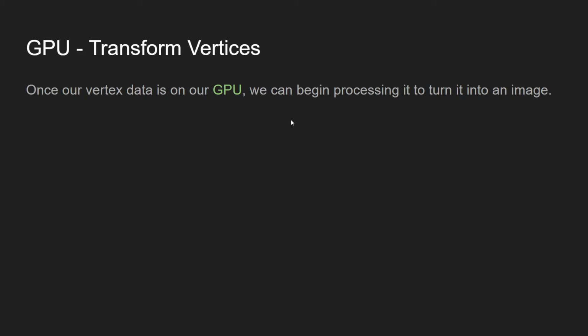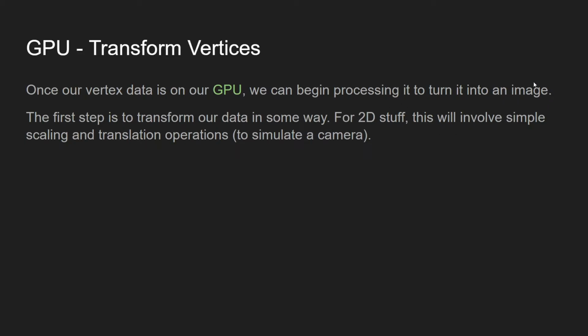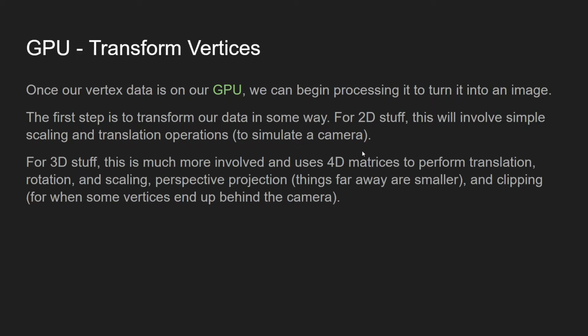Okay, so once we've got all of our vertex data, we've described it, we've got our index data, and we've sent all of that to the GPU, it's time to transform our vertex data. And once again, now that we're doing GPU stuff, these operations happen once per frame. So once our data is on the GPU, we process it with our end goal being to get some image to put on the screen. And the first step is to transform the data. For 2D stuff, I can't really think of another thing other than maybe scaling stuff if you have some sort of zoom functionality in your game, and just translation operations to simulate a camera that could be following your player or something like that.